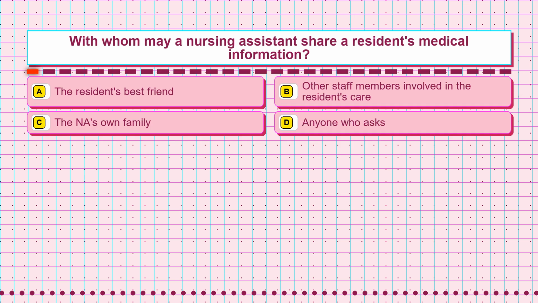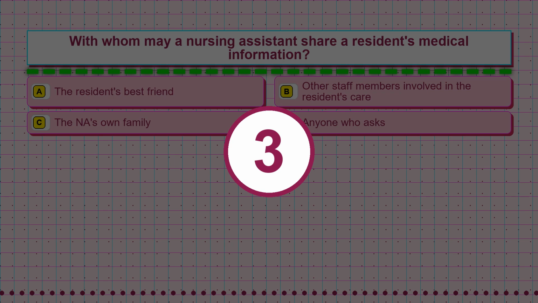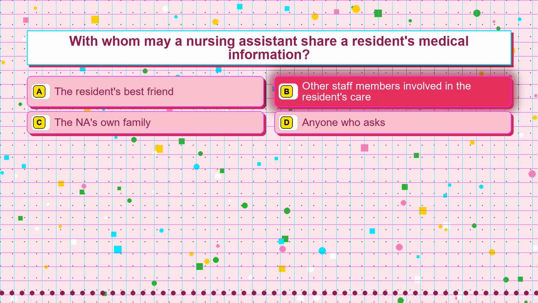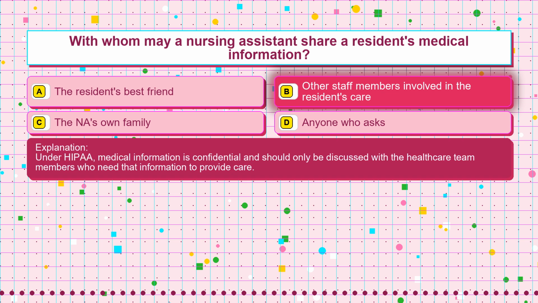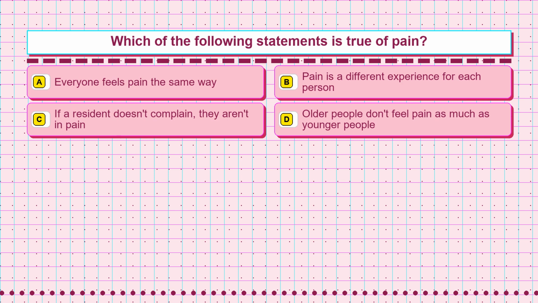Question 44. With whom may a nursing assistant share a resident's medical information? Option A, the resident's best friend. Option B, other staff members involved in the resident's care. Option C, the NA's own family. Option D, anyone who asks. The correct answer is option B. Other staff members involved in the resident's care. Under HIPAA, medical information is confidential and should only be discussed with the healthcare team members who need that information to provide care.